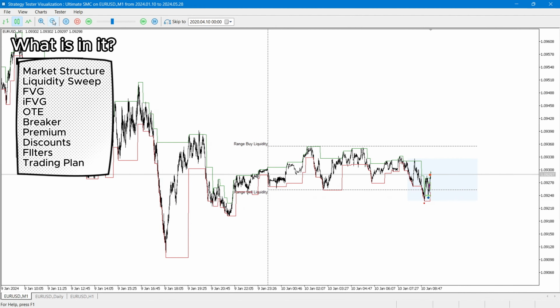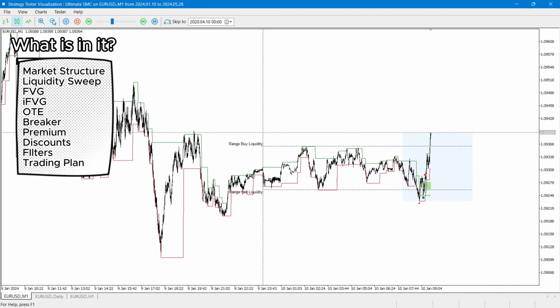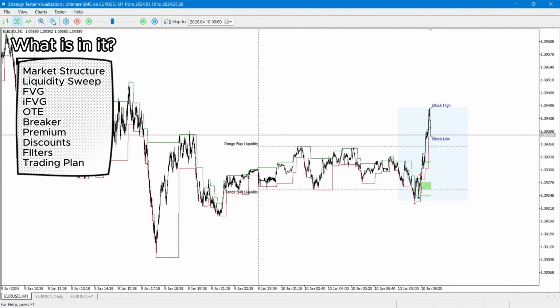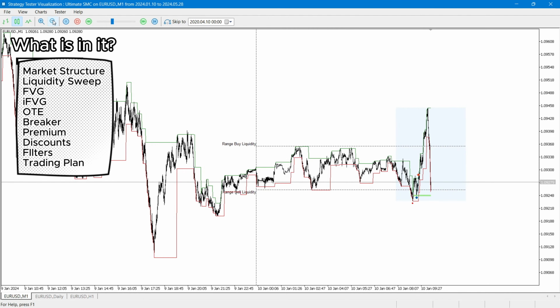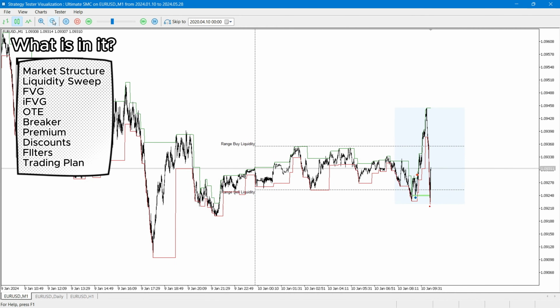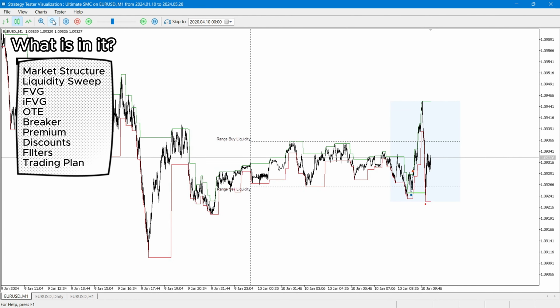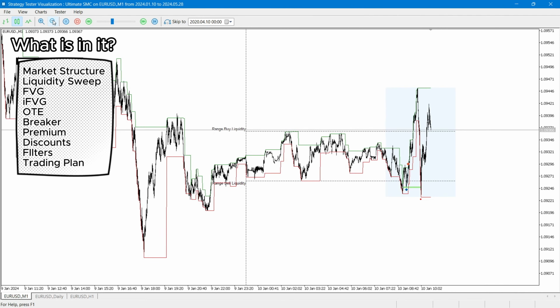You have plenty of entry types, so we can take the OTE, the fair value gap, the inverted fair value gap, the breakers, in addition to being able to trade in premium discount. All of this can also be filtered by higher time frame filters. So we have 3 different time frames where you're gonna filter for direction and filter for premium discount.